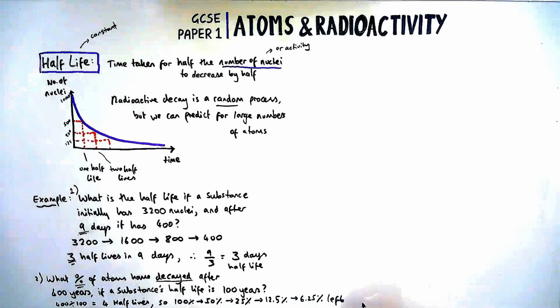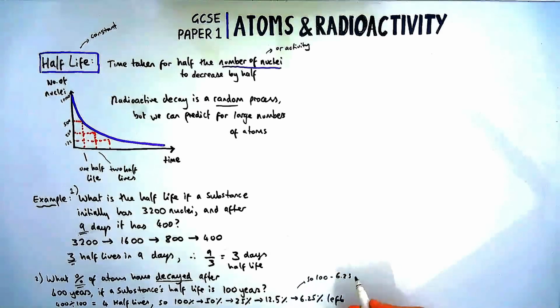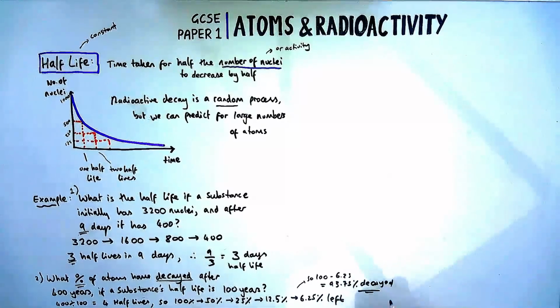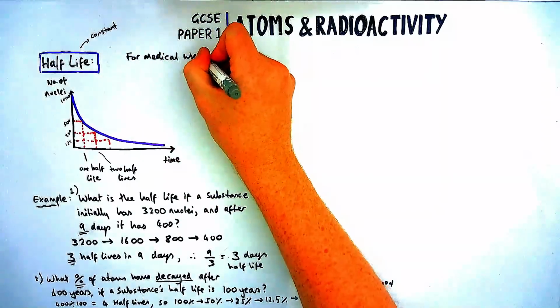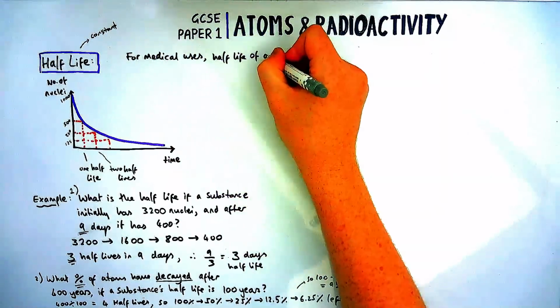Now this question is a bit sneaky. It doesn't ask what percentage are left, it asks what percentage of atoms have decayed. So therefore, if we do 100% minus 6.25, that means that 93.75% of atoms have decayed.